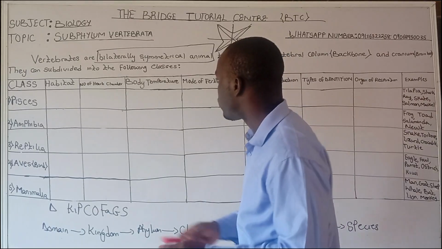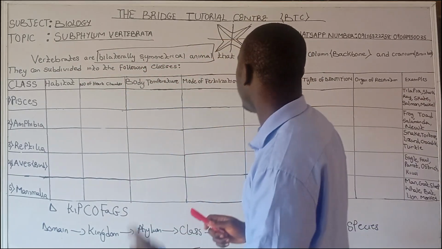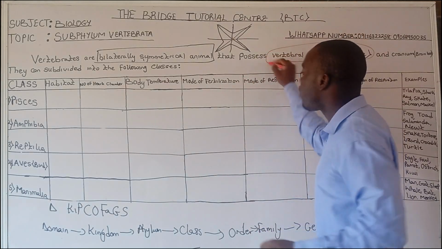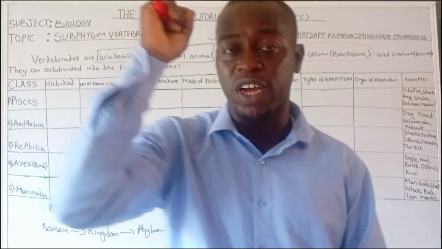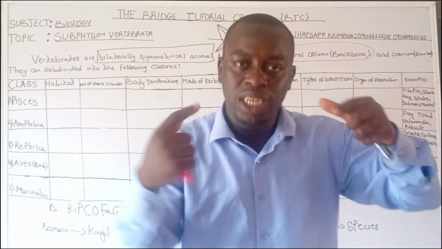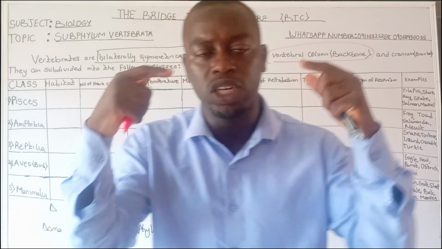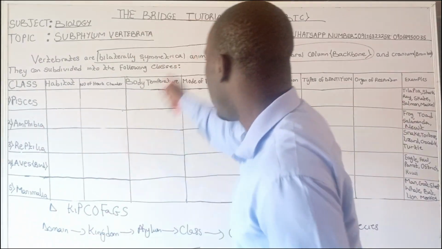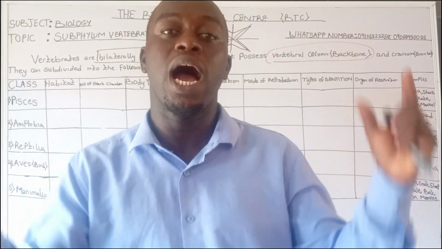So now back to vertebrates. We said they are bilaterally symmetrical animals. That is, you can only cut them along one plane to give you two equal opposite sides. And they possess something called the vertebral column. This is very important. When you are talking about vertebrates, the most specific thing about them is that they have a vertebral column, which is your spinal column. That is the bone that houses the spinal cord. It is only present in vertebrates. All other organisms don't have that vertebral column.